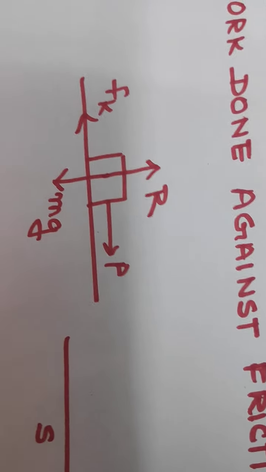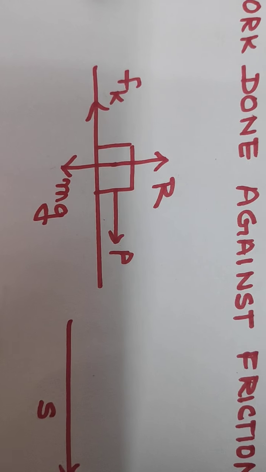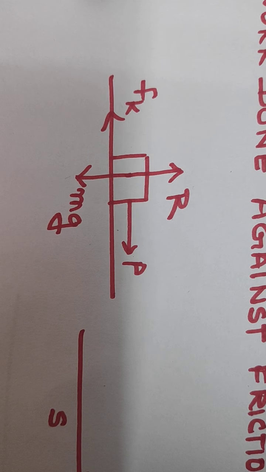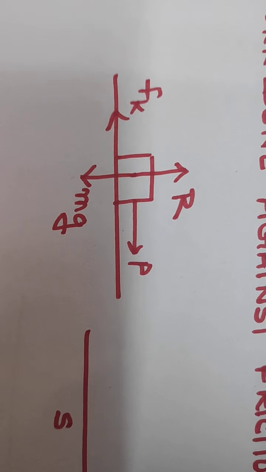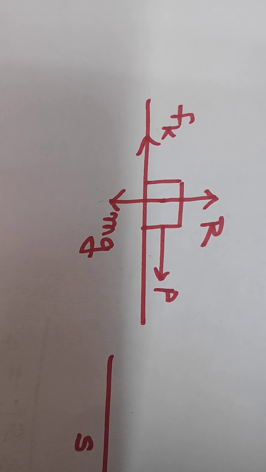Now we know the relation of work done or force of friction. That is F equal to mu into R, or mu equal to F upon R. F is force of friction and R is the reaction. So the coefficient of friction is the ratio of force of friction to the reaction.